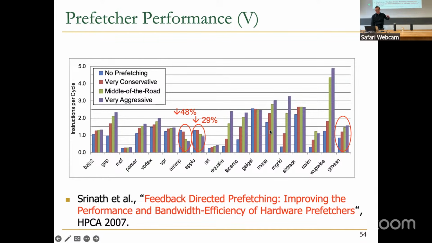These are not normalized. This is actually real IPC for some processor. You can see that increasing the aggressiveness of the prefetcher improves performance. But at some point, you get diminishing returns. Middle of the road and very aggressive are not that different from each other. The main reason is, for some applications, going from middle of the road to very aggressive is actually good. You keep improving performance.